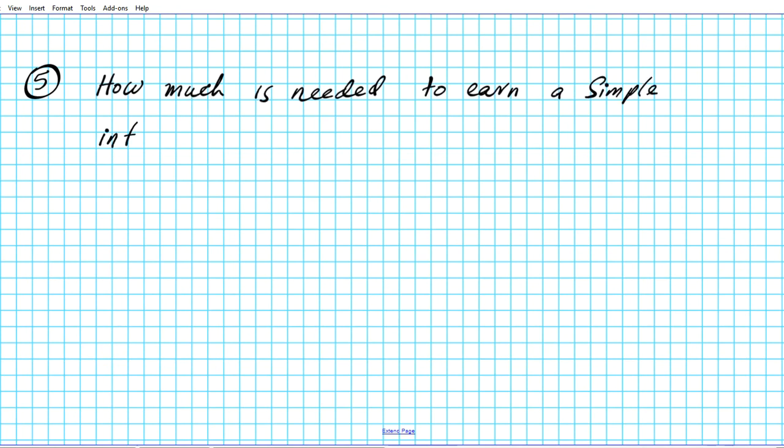All right, let's take a look at the last question, question number 5. So what if we want to calculate the starting amount? Okay, so how much is needed to earn a simple interest of $5,000 at an annual rate of 5% in 4 years.